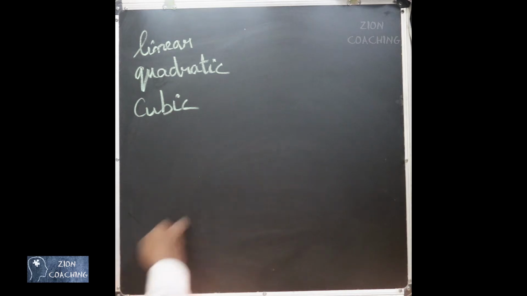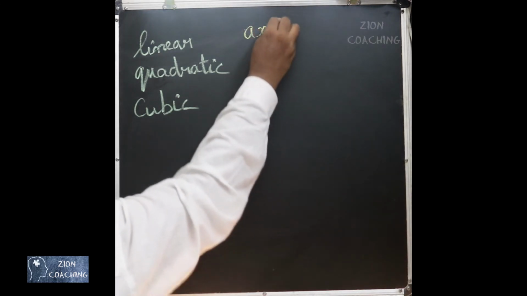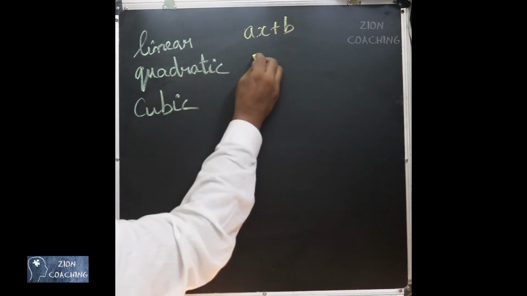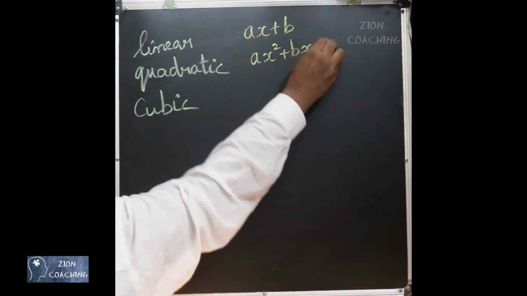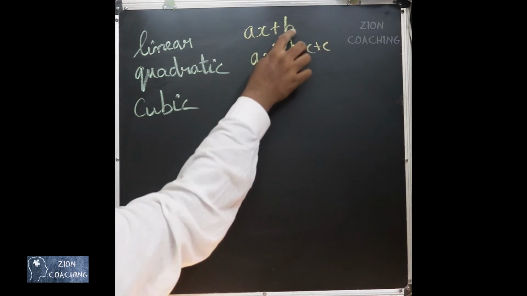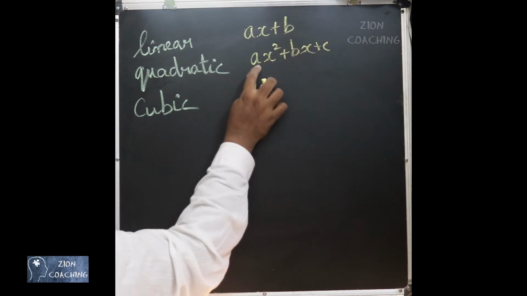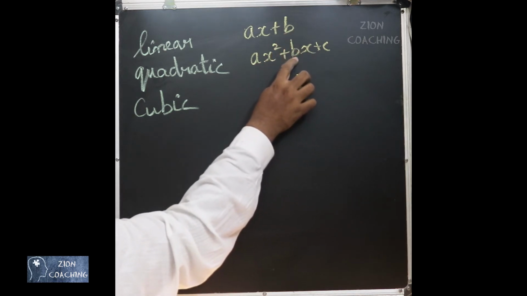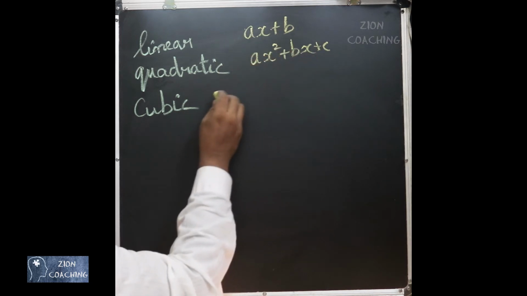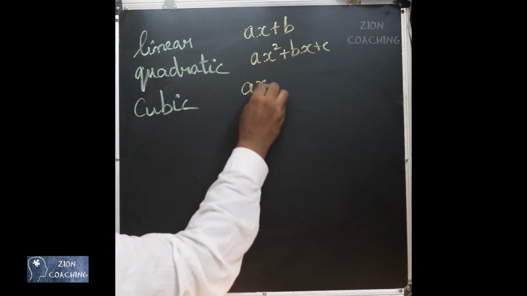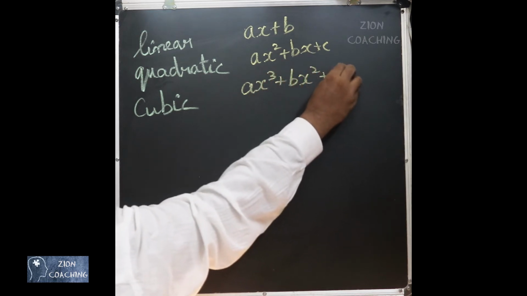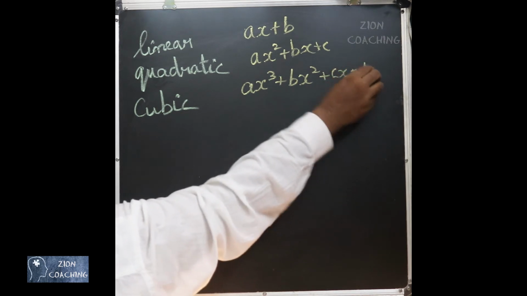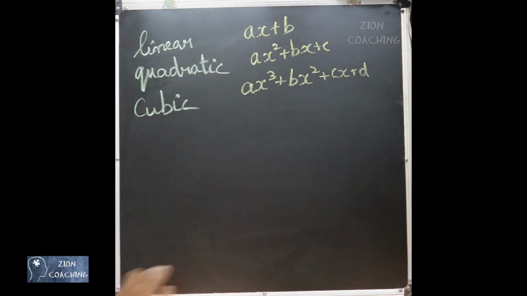The general form of a linear polynomial is ax plus b. The general form of a quadratic polynomial is ax squared plus bx plus c, where a is the coefficient of x squared term, b is the coefficient of x term, and c is the constant term. In a cubic polynomial, it is ax cubed plus bx squared plus cx plus d.